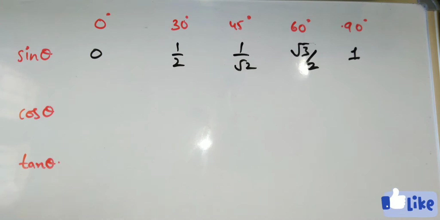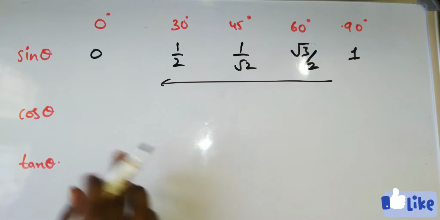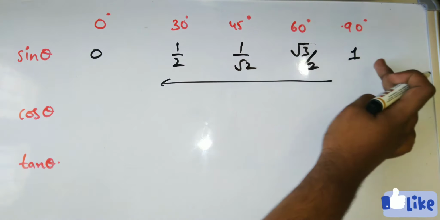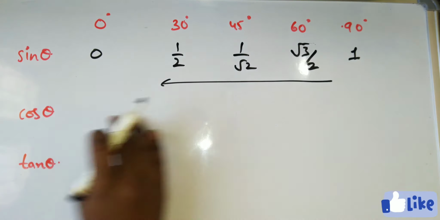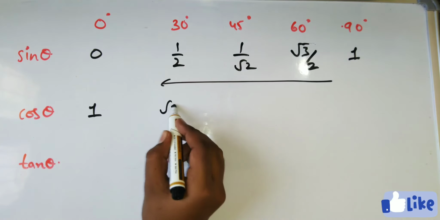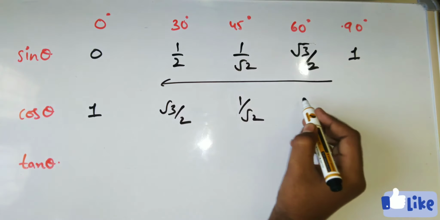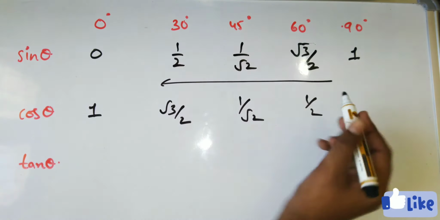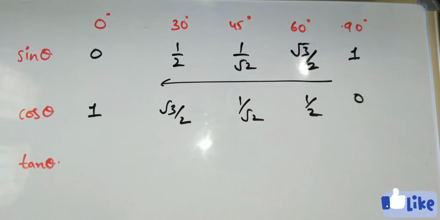Now for the cos you have to reverse all this. That means for cos 0 you start from sin 90 degree. From here you write in this order: 1, then root 3 by 2, 1 by root 2, 1 by 2, you have to go in reverse order, and the last one is 0. That's all. This is the thing you need to remember.